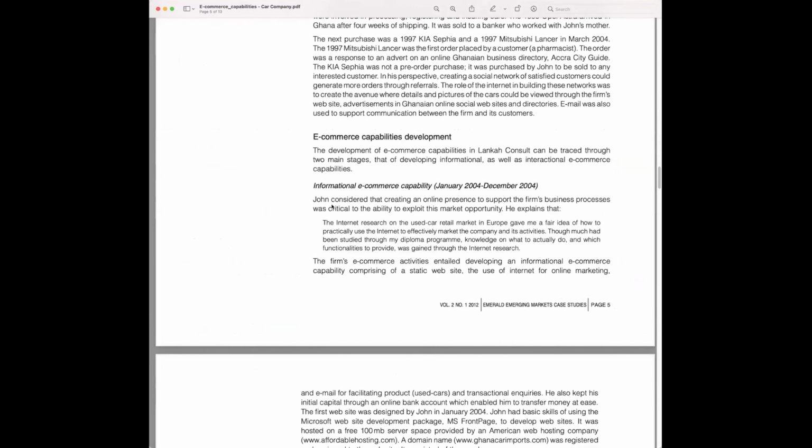Look at it. John considered that creating an online retail presence to support the firm's business processes was critical to the ability to exploit this market opportunity. He explains that the internet research on the used car retail market in Europe gave me a fair idea of how to practically use the internet to effectively market the company in this activity. Though much has been studied through my diploma program, knowledge on what to actually do and which functionalities to use was gained through internet research. So it's telling you how internet research helped him.